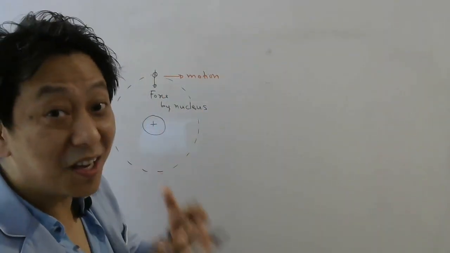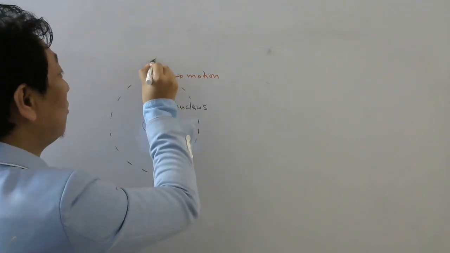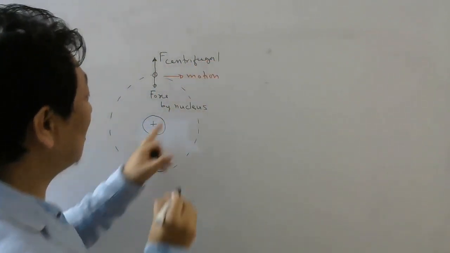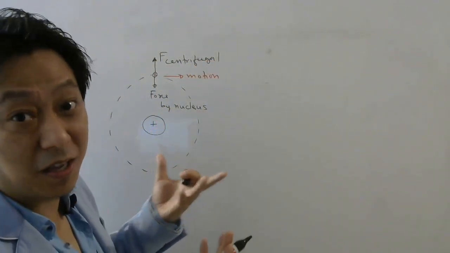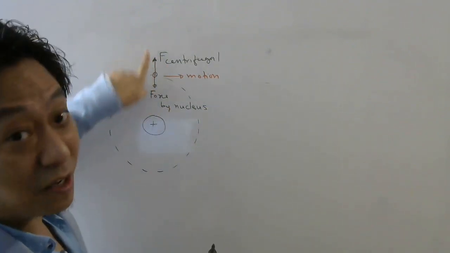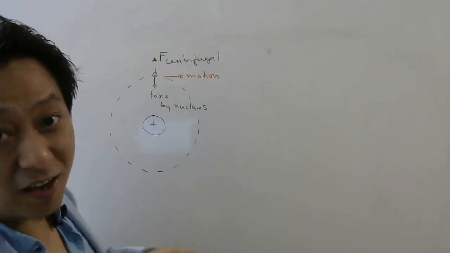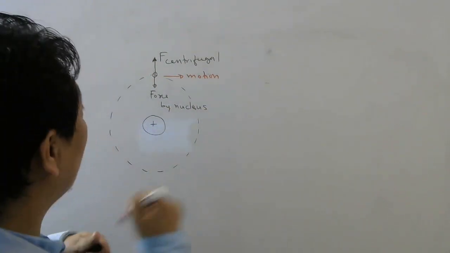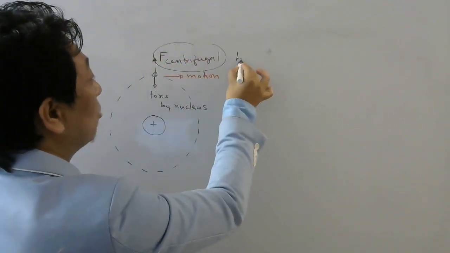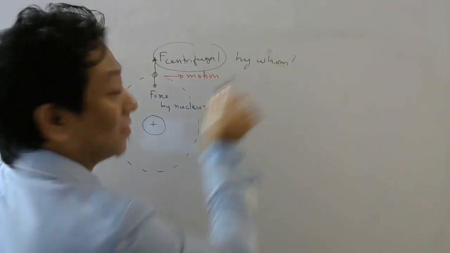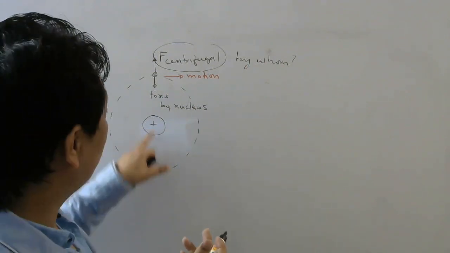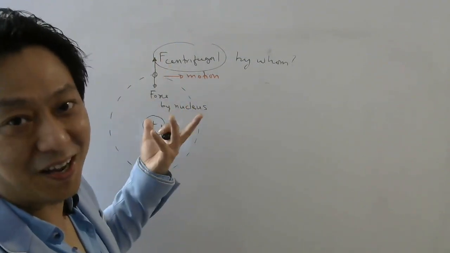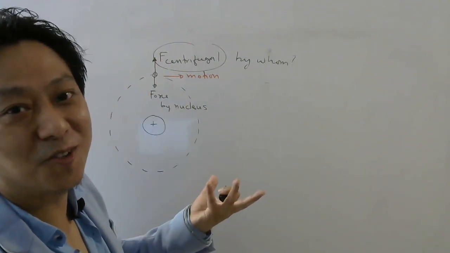That's it. So is there any need to say that there is a centrifugal force in this direction which cancels the force by the nucleus? There's no need to say. In fact, if you say there is a centrifugal force outward acting on the electron, there will be two questions for which there are no answers. Number one, if there is a force, then by whom? Who is applying this force? It is not the nucleus, because the nucleus is applying this force, the electrostatic force. Then who is applying this force? Nobody, right? Because there is actually no centrifugal force.